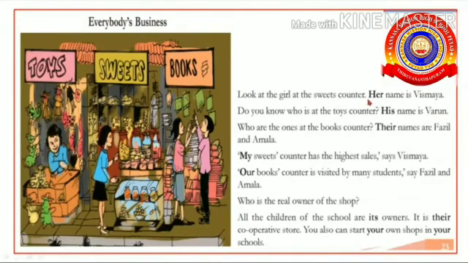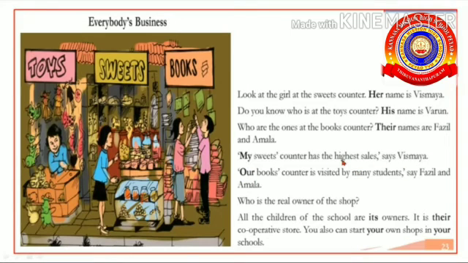Okay, dear students, listen here. Look at the girl at the sweets counter. Her name is Vismaya. Who is at the sweets counter? Yes, Vismaya. Do you know who is at the toys counter? Okay, his name is Varun. Who is the owner of the toys counter? Yes, Varun. Who are the ones at the books counter? Do you know their names? Yes, Fasil and Amala. Fasil and Amala are the owners of the books counter.